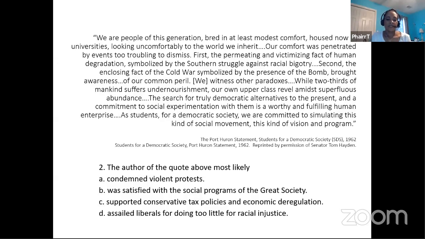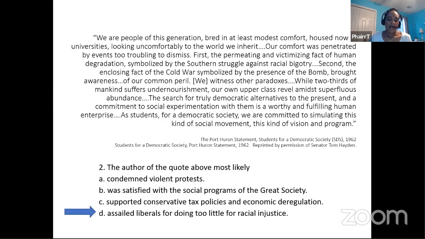So this question says the author of the quote most likely A, condemned violent protests, B, was satisfied with the social programs of the Great Society, C, supported conservative tax policies and economic deregulation, or D, assailed liberals for doing too little for racial injustice. The correct answer is D.